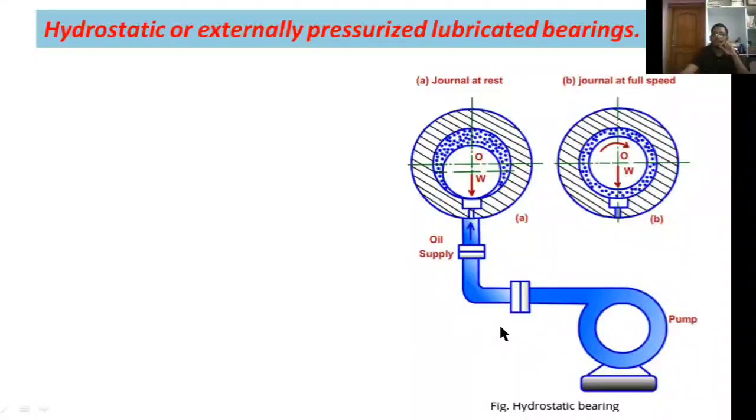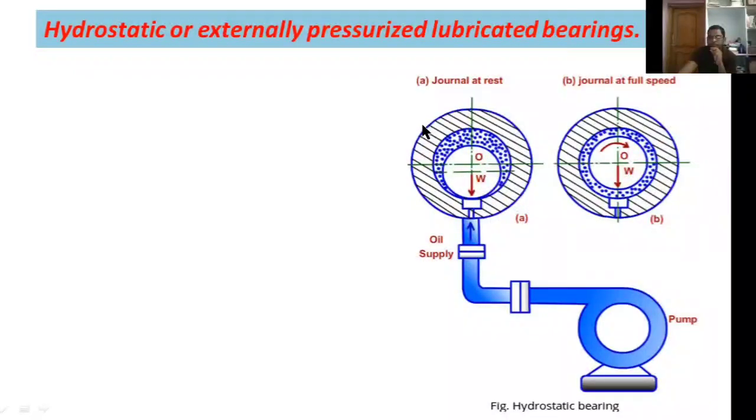This system consists of an externally pressurized pump. This one is the externally pressurized pump, and this one is a shaft. This internal rotating member is the shaft. A load is acting on the shaft, and this outer surface is the bearing. Here a lubricant is applied to separate the shaft and bearing surfaces.